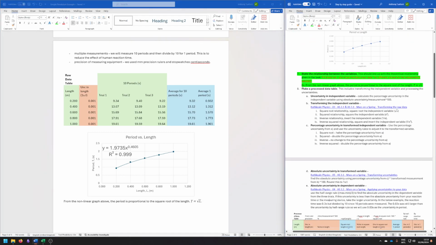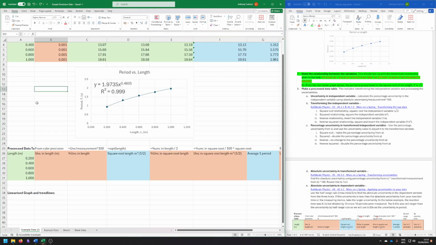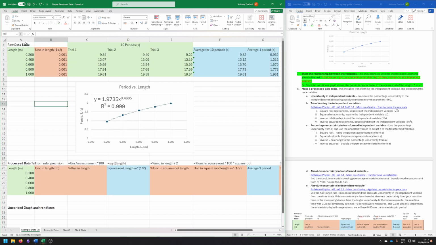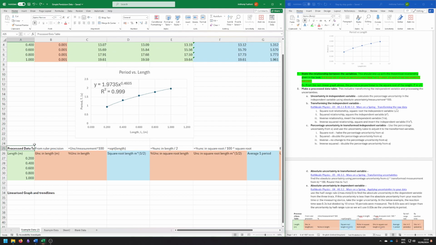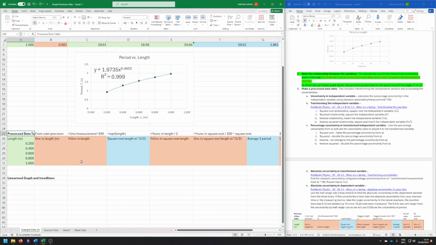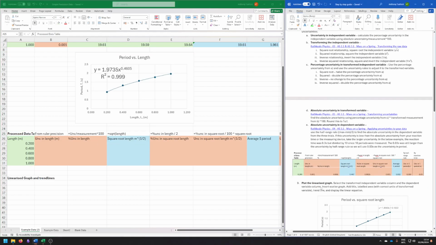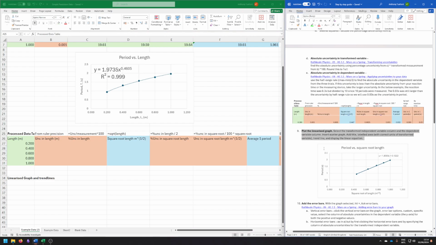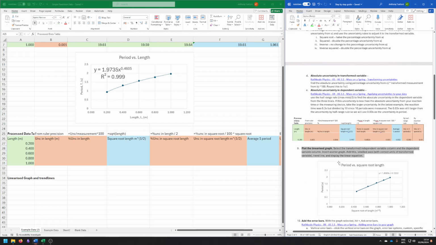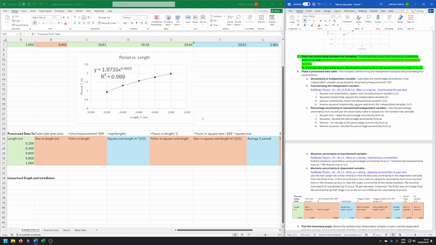So onwards, let's go. Making a processed data table. The easiest way to do this is of course in Excel. So here's our raw data table from before, our graph, and now our processed data table. And in here, we will process our uncertainties, transform our independent variable so that we can plot the linearized graph. So that's what we're going to get up to in this video.